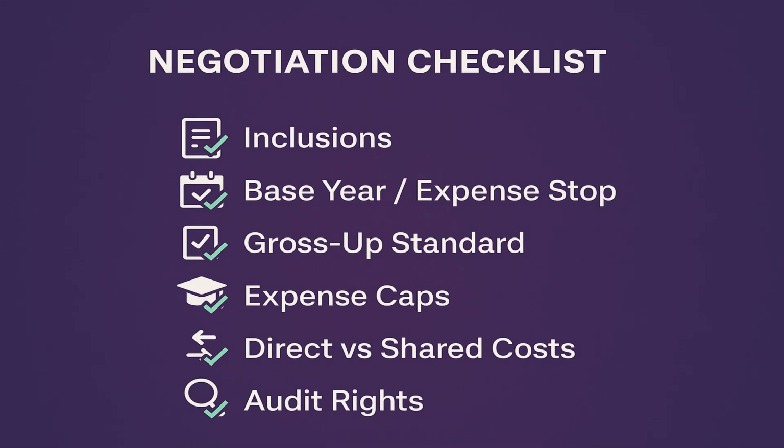Lock down: 1, what's included in the lease; 2, base year or expense stop method; 3, gross up standard and scope; 4, expense caps and what they cover; 5, direct versus shared costs; and 6, audit rights.